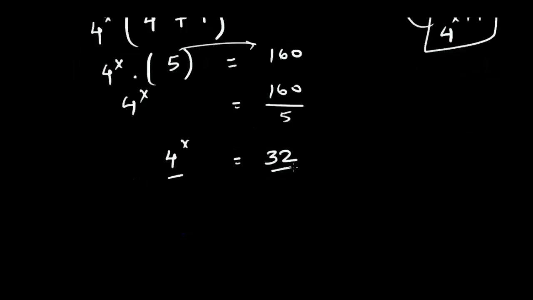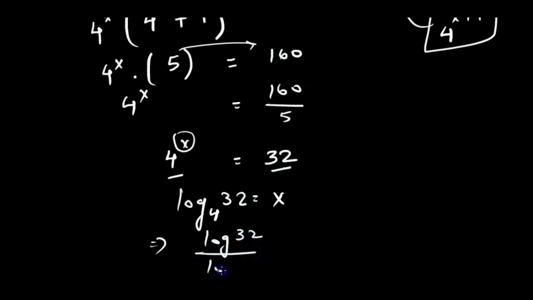We still cannot change this 32 as a power of 4. So we would inverse it. Now inversing is helpful because x is just at one spot. So we would write down log to the base of 4 of 32 is equal to x, and that can be finally written as log 32 over log 4.